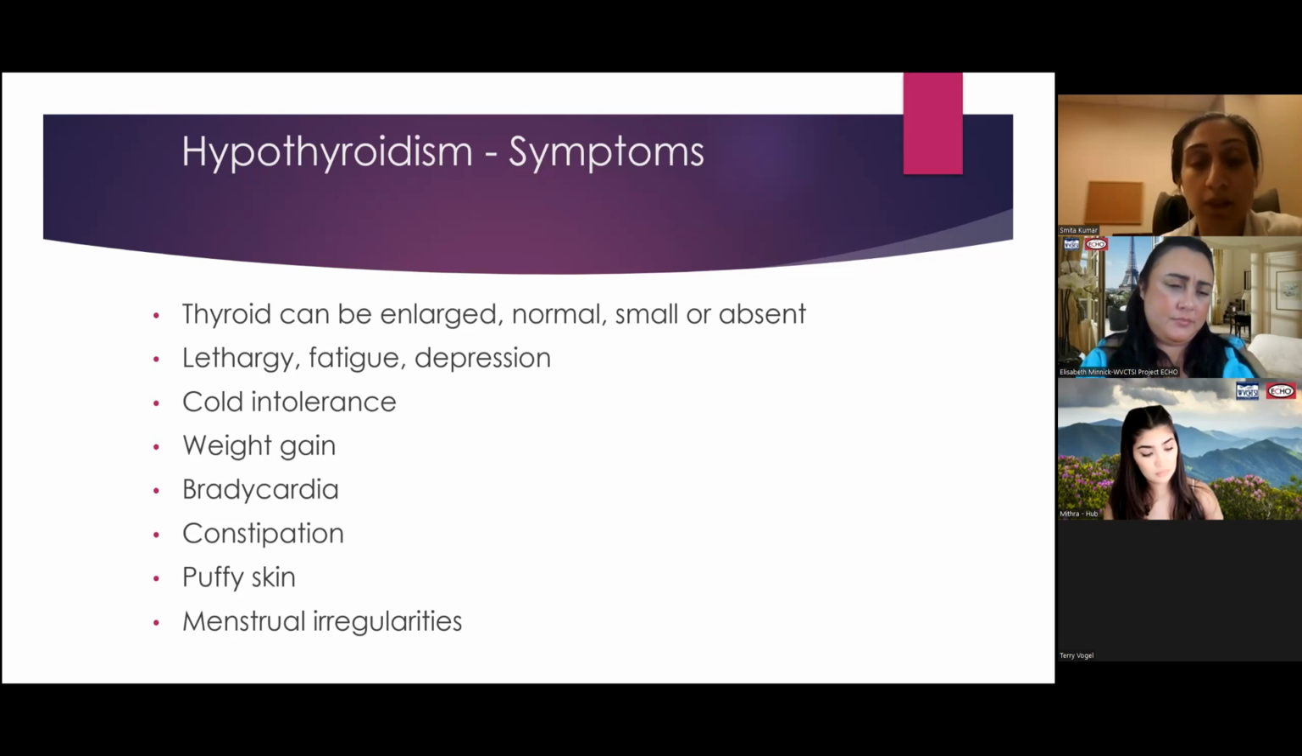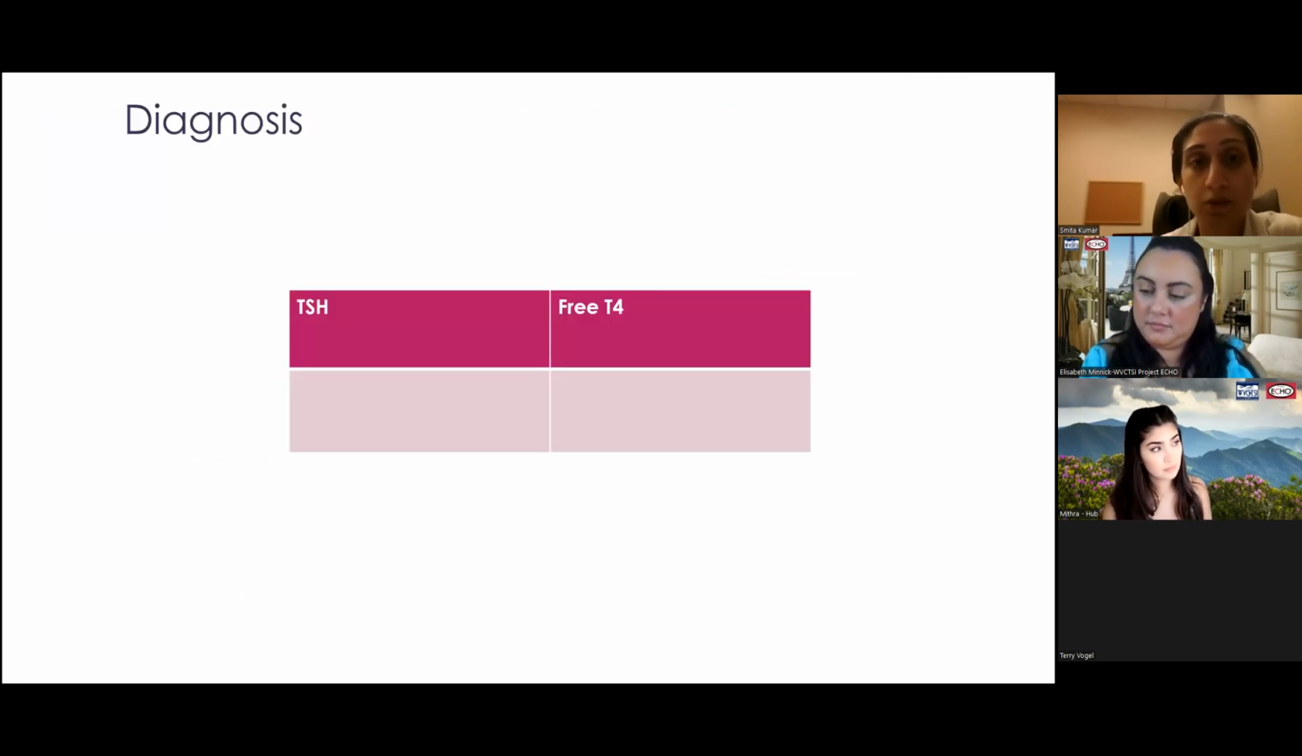a thyroid exam. Some symptoms that they might have are fatigue, cold intolerance, weight gain, bradycardia, constipation, swelling and puffy skin, and menstrual irregularities. So if a patient comes in reporting these symptoms and you want to work them up for hypothyroidism, you'll check their TSH and their free T4. Your TSH in hypothyroidism will be elevated while your free T4 is going to be low.